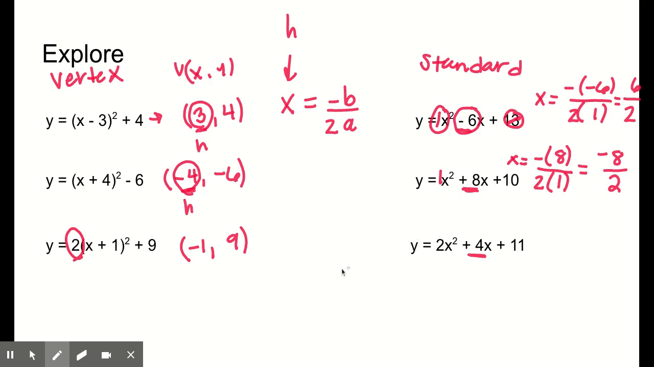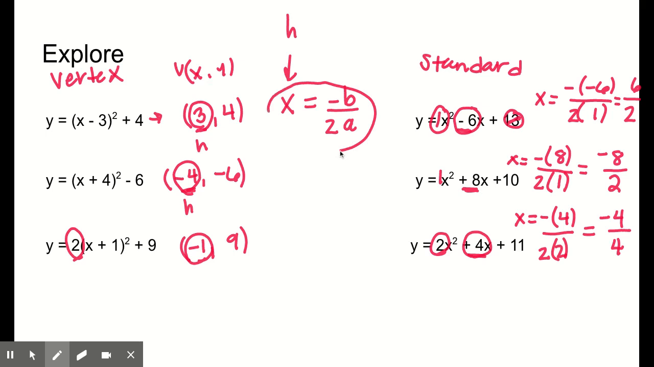Let's check it with this last one where we actually have an a value other than 1. So x equals -b. Our b value here is a +4, divided by 2 times a, and our a value here is 2. So we have -4 divided by 2 times 2, which is 4, and that simplifies to a -1. Given an equation in standard form, we are able to use this vertex formula to help us find the vertex so that we have our starting point when graphing in standard form.